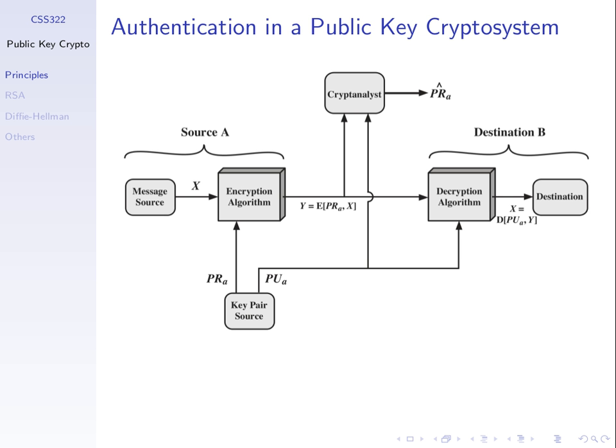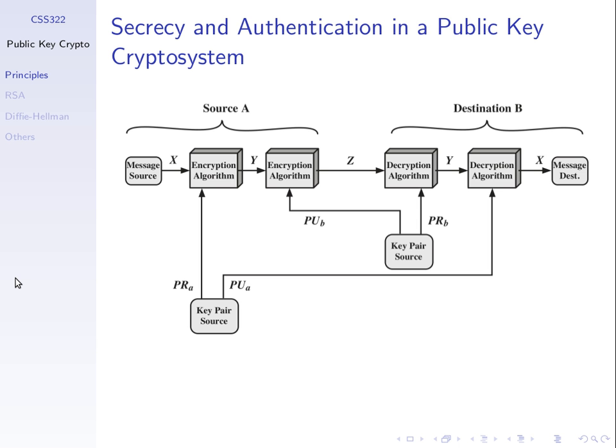So that provides authentication. It doesn't provide confidentiality. The attacker can still see the contents of the message. That's not the objective here. It's just to provide authentication. Of course, we can combine the two together. If we want both authentication and secrecy, we can combine those two operations as shown in this illustration.